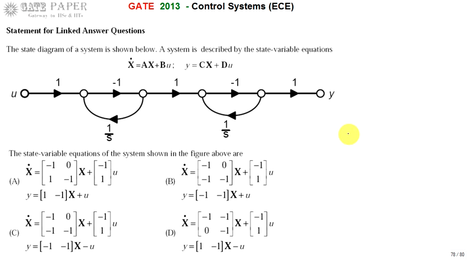Hello, we are discussing the GATE 2013 ECE paper. Look at the state diagram of a system given, and it shows that x dot is equal to Ax plus Bu and y is equal to Cx plus Du. What will be the exact equation, that is, what are the matrices A, B, C, D for the state diagram shown? That is what we are going to find as the first part of this question.